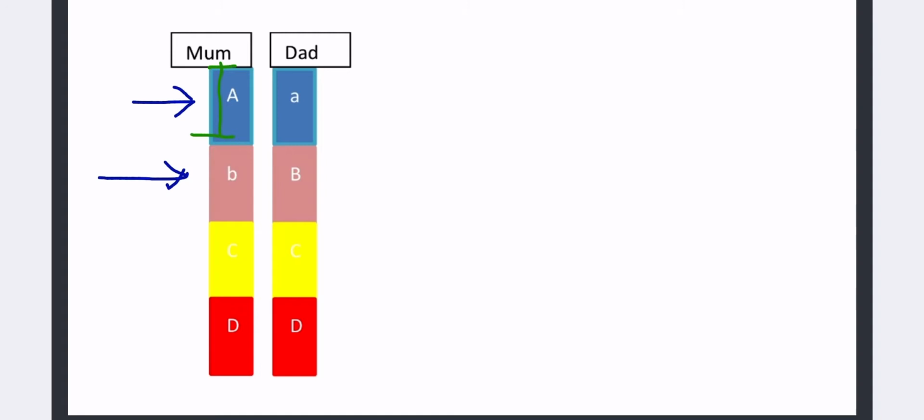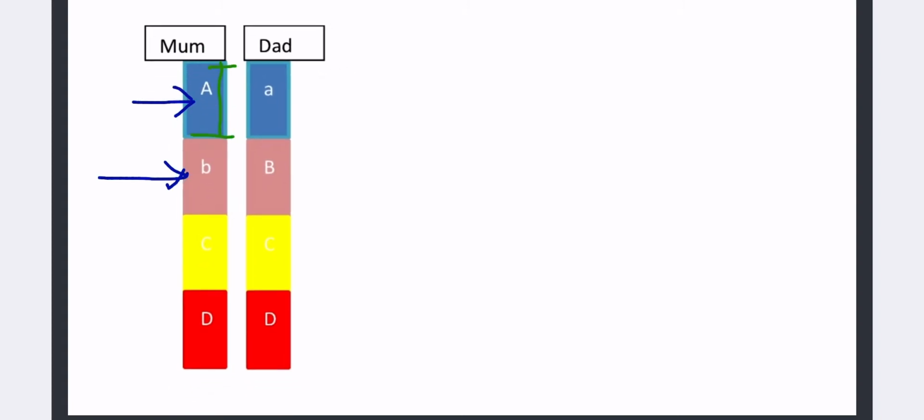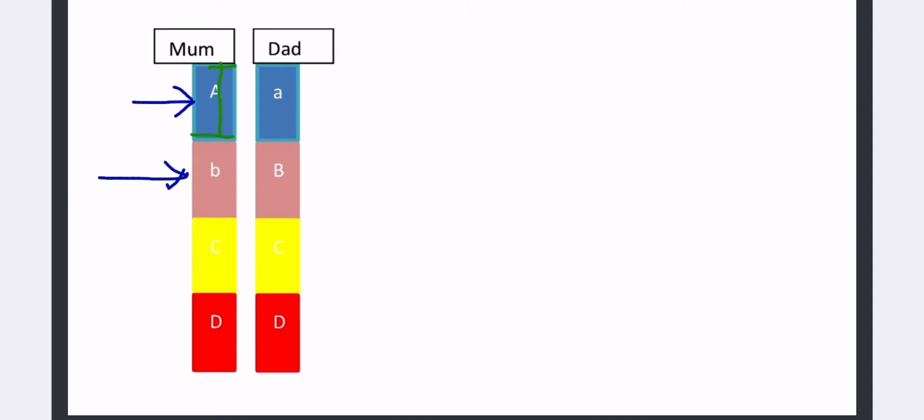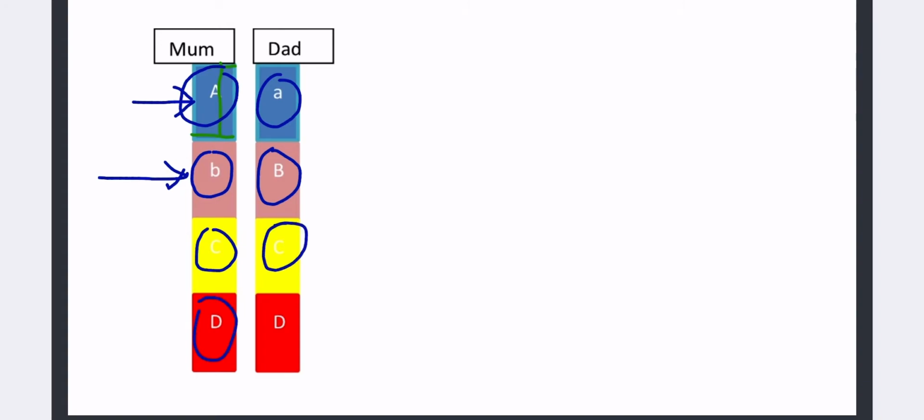But you'll see here for the blue gene, this particular person is heterozygous. So you've got a big A here and a little a here. So this individual is heterozygous. They've got one of each allele. Again, here in the pink gene, you've got a little b and a big B, so they're heterozygous. And then down in the yellow and the red, you'll see that they are homozygous big C and homozygous big D.